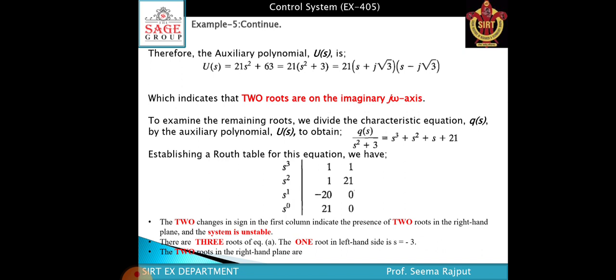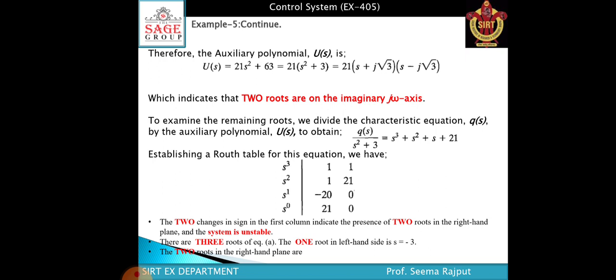So therefore the auxiliary polynomial U(s) is U(s) equal to 2s square plus 6, equal to 2(s square plus 3). Okay, now 2(s plus j root 3) and (s minus j root 3), which indicates that two roots are on the imaginary j omega axis. To examine the remaining roots, we divide the characteristic equation Q(s) by the auxiliary polynomial U(s) to obtain Q(s) by s square plus 3 equal to s cube plus s square plus s plus 2.